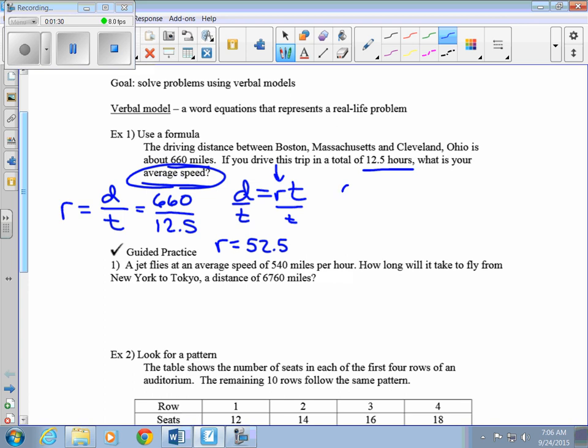So that means our average speed is 52.5, and then we were in miles per hour.